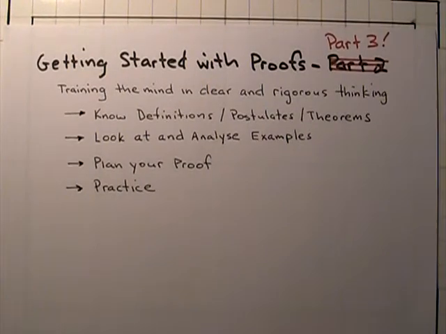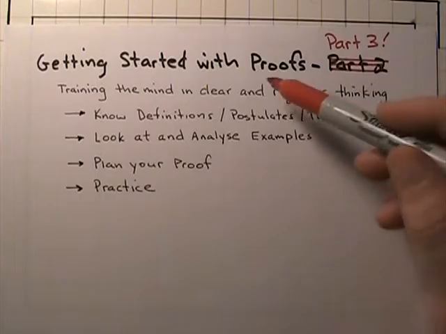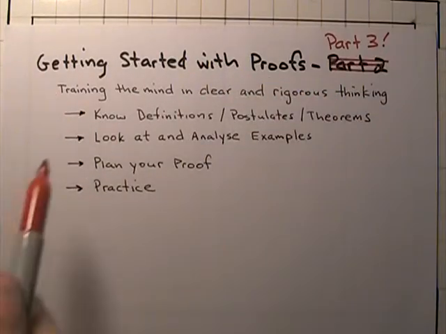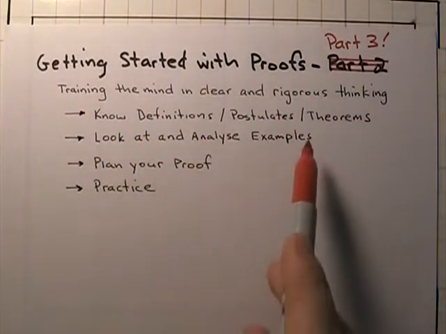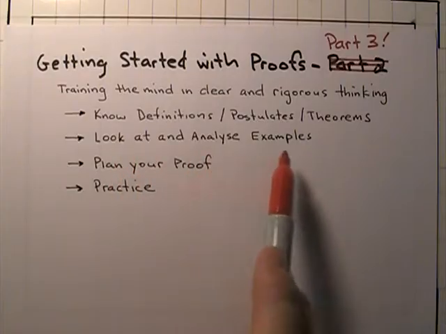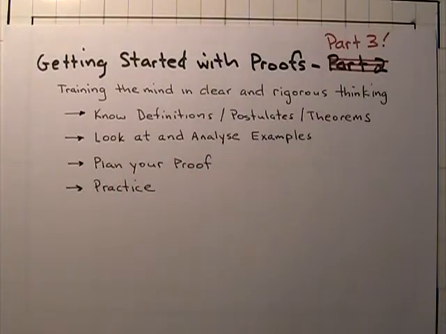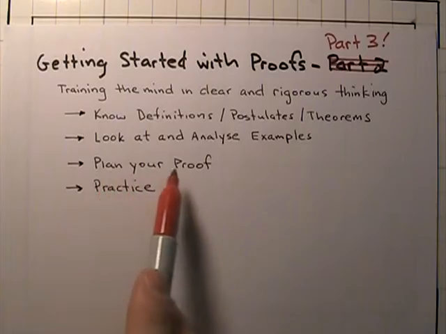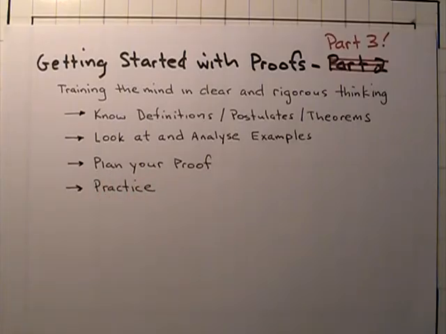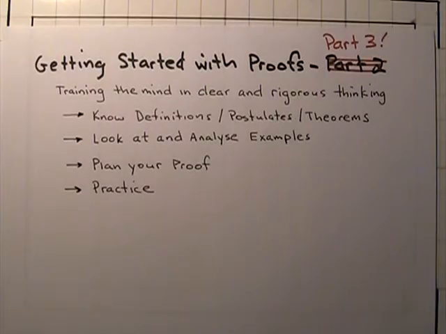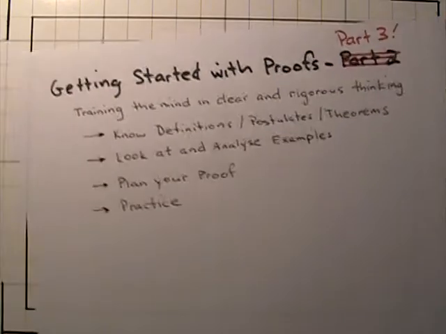Okay, so now we're coming back to doing our first proofs here. Parts 1 and 2, we talked about everything here basically, about how to learn our definitions, postulates, and theorems, how to study and analyze examples that you see here on the videos or in the book, how to plan your own proof, and then of course I did the first example for you. So now we're just up to practice, and I'm just going to go through some examples and see if you can follow along.